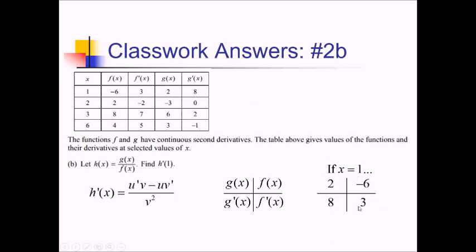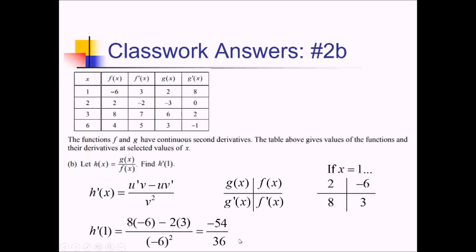So using the ribbon to put all this back together, we have 8 times negative 6 minus 2 times 3. So this is what h prime of 1 is going to equal. This is the u v prime part, all over negative 6 squared. That's the v squared part of this. Simplifying this a little bit, this is going to be negative 48 minus 6, which is negative 54. We have a positive 36 on the bottom.